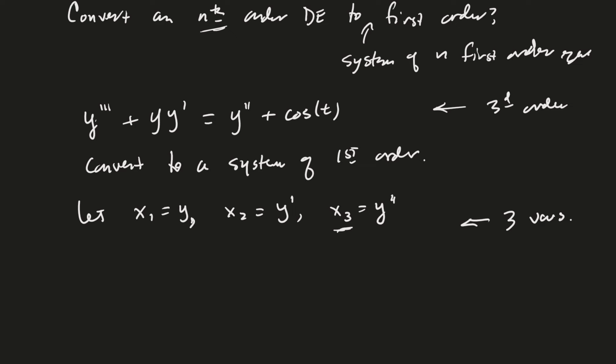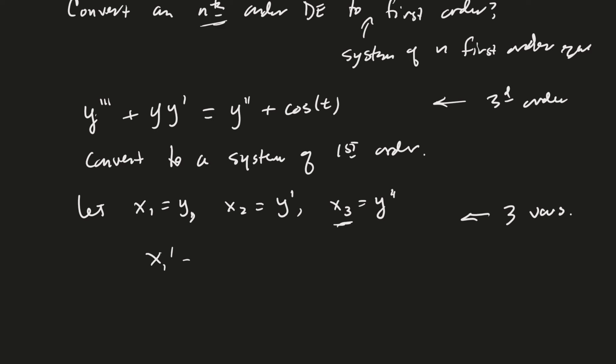Okay, and then when we write down our differential equations, you need to write them in order. Be sure and write them in order: x1 prime, x2 prime, then x3 prime. And of course, if we just look at our definitions here, x1 prime is y prime, which is x2. x2 prime is y double prime, which is x3. And then x3 prime is y triple prime.